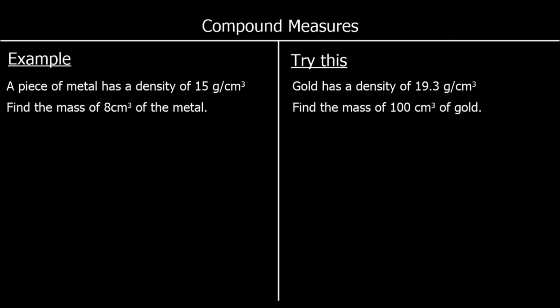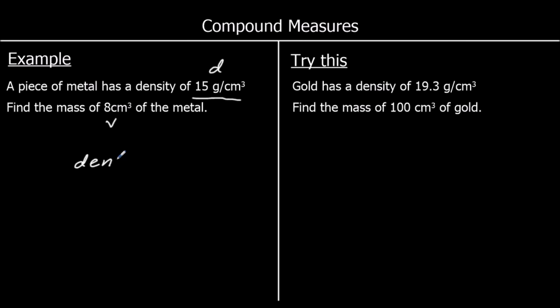Here we have a different density question. This time we're told a piece of metal has a density of 15 grams per centimeter cubed, and we need to find the mass of 8 centimeters cubed. So that's the volume of the metal. So we're finding the mass this time.